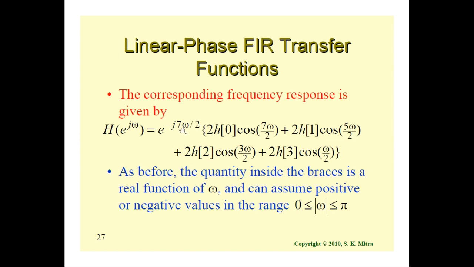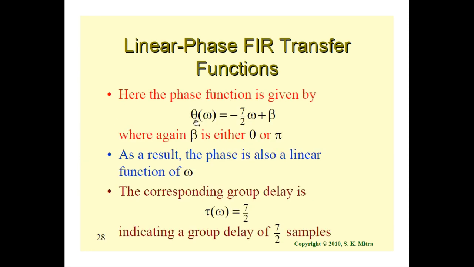So the phase function in this case is minus 7ω/2, and the amplitude function comprises 4 terms, which are shown inside the curly brackets. Once again, we can see that the amplitude response is a real function of ω. If we take the negative derivative of the phase function, we will get a fractional group delay of 7/2. Therefore, this filter, that is the type 2 linear phase FIR filter, will act as a fractional delay filter.